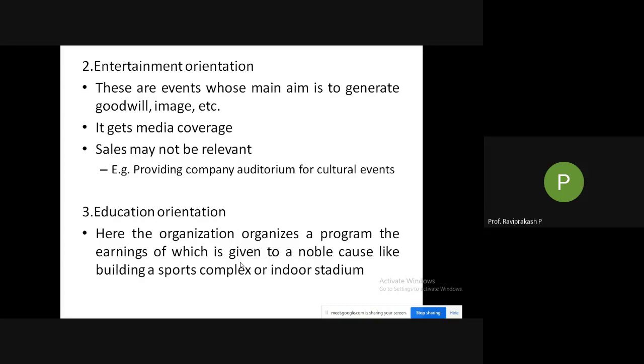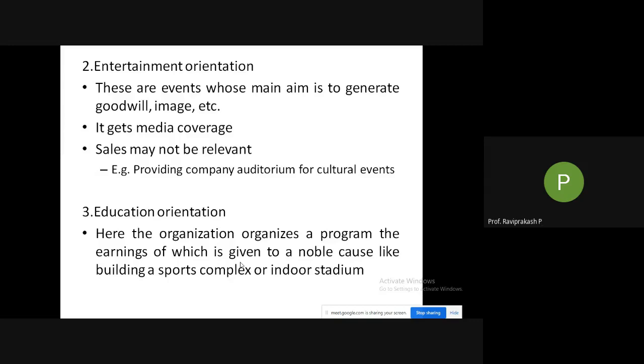And the third one is the education oriented. What is this? Here the organization organizes a program, the earnings of which are given to some noble cause, like building a sports complex or indoor stadium, or donated to some cause like cancer, or presently, the COVID patients. So many things are there. So these are some educational oriented, that there is something for which we are doing this particular show, and the amount generated here is donated to a particular cause.